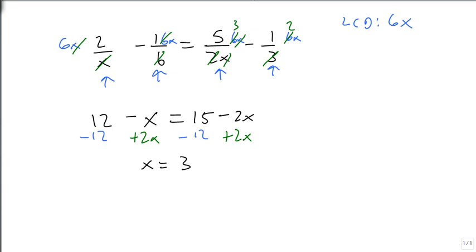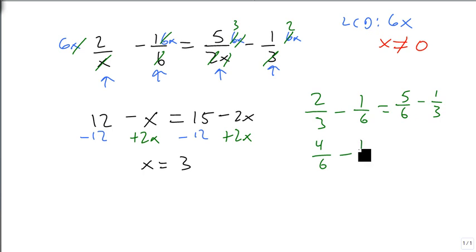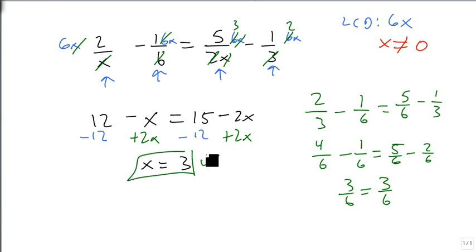We got it again, and we go back and we make sure x cannot equal 0. That's fine. 3 isn't 0, so that still works. So we get 2 over 3 minus 1 over 6 equals 5 over 6 minus 1 over 3. So this becomes 4 sixths minus 1 sixth equals 5 sixths minus 2 sixths. We end up with 3 sixths on both sides. And sure enough, that's the same. So again, x equals 3. And that's just because of this problem. We won't always see x equals 3.